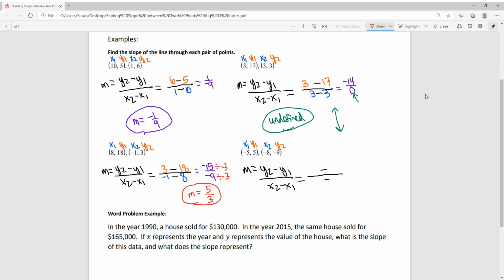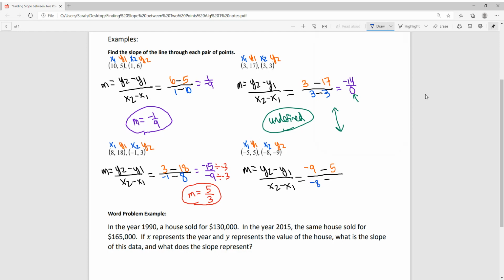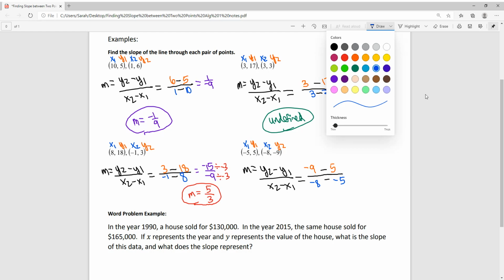y2 minus y1 is going to look like negative 9 minus 5. x2 minus x1 is going to look like negative 8 minus negative 5. So you do have two minus signs in a row. That happens when you're subtracting a negative, and that is okay. A lot of times people forget to write that second minus sign.